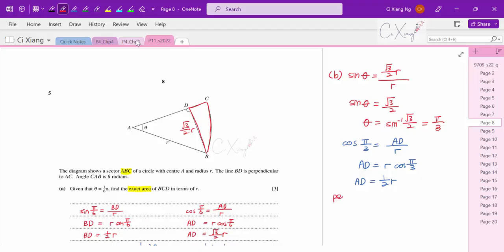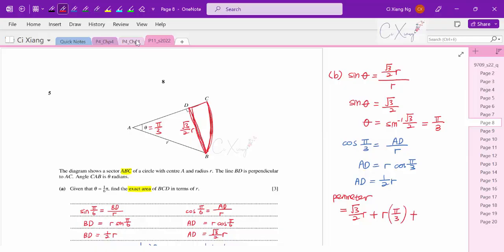So the perimeter for BCD will be equal to, the first length that we have is BD. BD will be equal to square root 3 over 2 R, then plus the length of the arc BC. The arc BC is part of the sector ACB. To find the length of the arc for the sector, it is R theta. R is still the radius, and the theta we already found out just now, which is pi over 3.